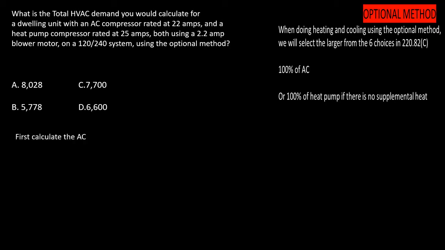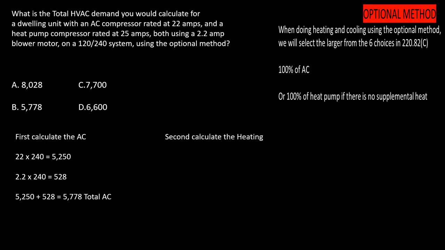So first we're going to calculate the AC. We take our 22 amps multiplied by 240 volts, and that's going to give us 5,280 VAs. Now we're going to multiply out the blower motor. It's 2.2 multiplied by 240. That's going to give us 528. Now we just add those two together, and that is going to give us our total AC load.